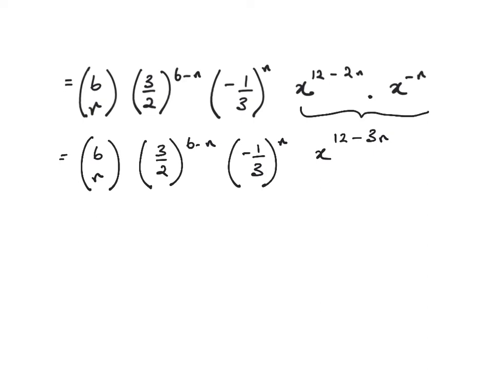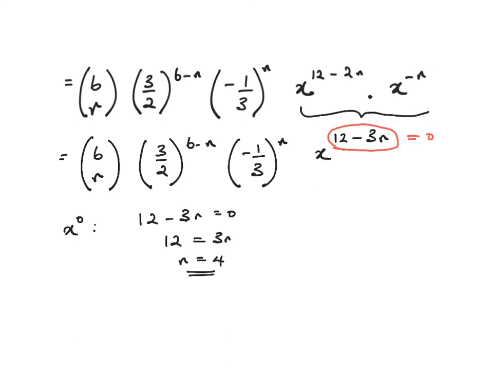Now if we want a term independent of x, that means we have x to the power of 0. And if we want x to the power of 0, that means this power here must be equal to 0. So 12 minus 3r equals 0. That's a very simple equation to solve. And it means that the value of r must equal 4.